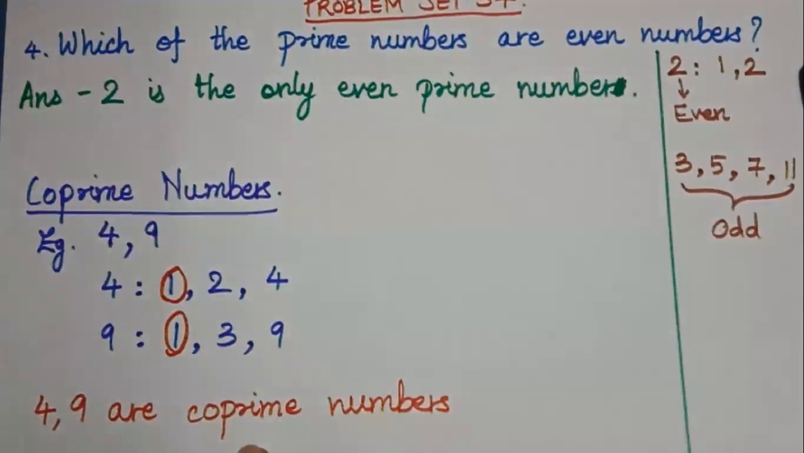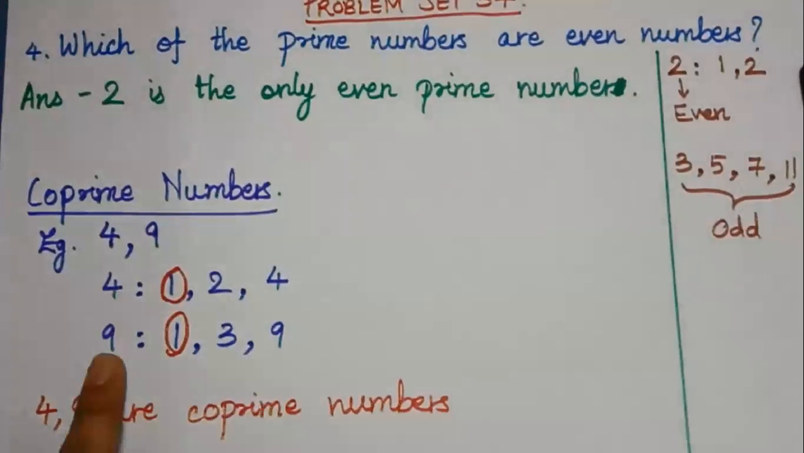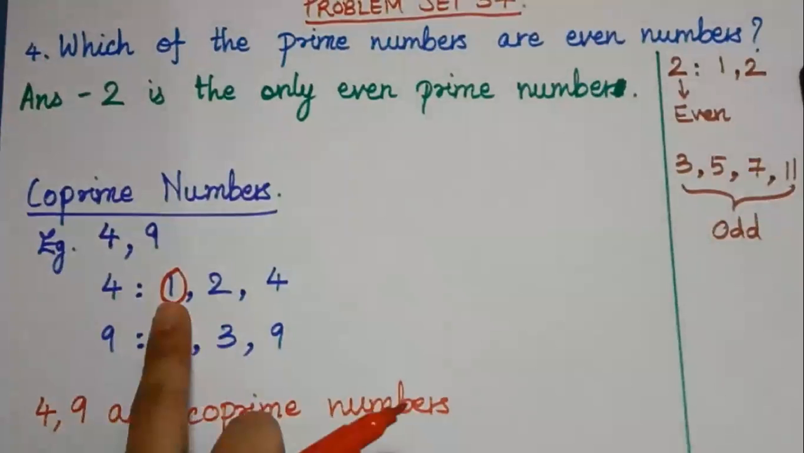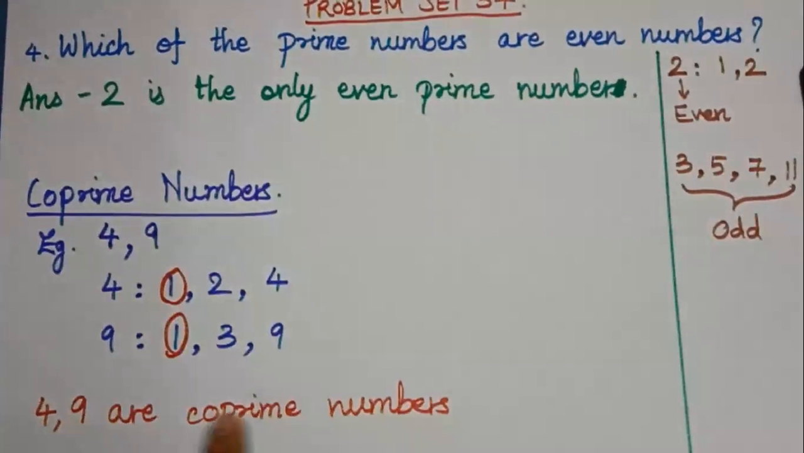Okay, you will understand it better, girls, when I start with the problem set. But as of now you have to understand that if a pair of numbers has only 1 as a common factor, then those numbers are co-prime numbers.